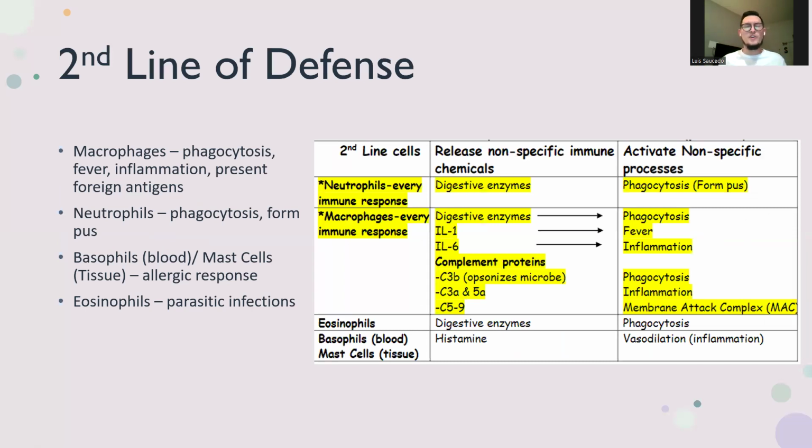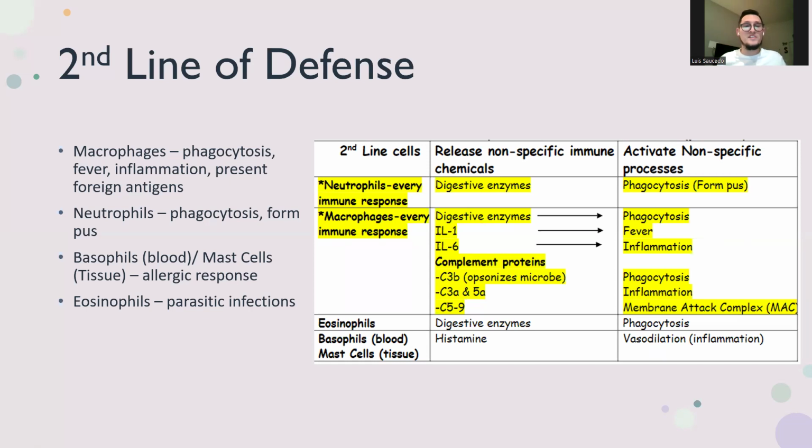Okay, second line of defense. So if those microbes make it through our skin, through our openings in our body and start getting into our deep tissues or into our tissue themselves, we have different chemicals or different cells that can help protect us. So I made a list of the cells, the macrophages, neutrophils. Understand those are involved in every immune response. And they primarily do phagocytosis, and then macrophages do a lot of other stuff like complement proteins, fever, inflammation, and they also present the foreign antigen to our CD4 plus helper T cells to start the third line of defense.